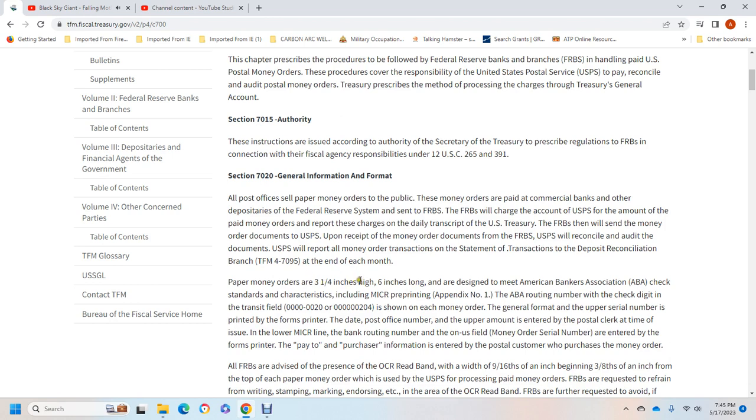The paper money order is 3/4 inch high and 6 inches long, designed to meet the American Bankers Association check standards, with MICR character printing, the ABA routing number with the check digit, and the transit field shown on each money order. In the general format, the upper serial number is printed with a form printer. The data for the post office number and the amount is entered by the postal clerk at the time of issue. The lower MICR line has the bank routing number in the US field and the money order serial number, entered by the printer, and the payee and purchaser information entered by the postal customer who purchased the money order.